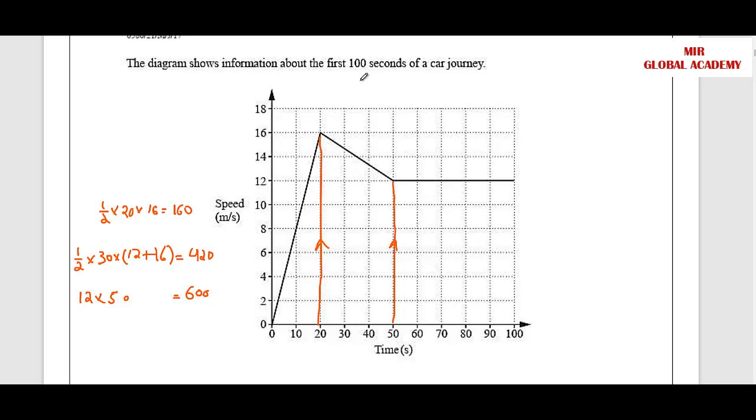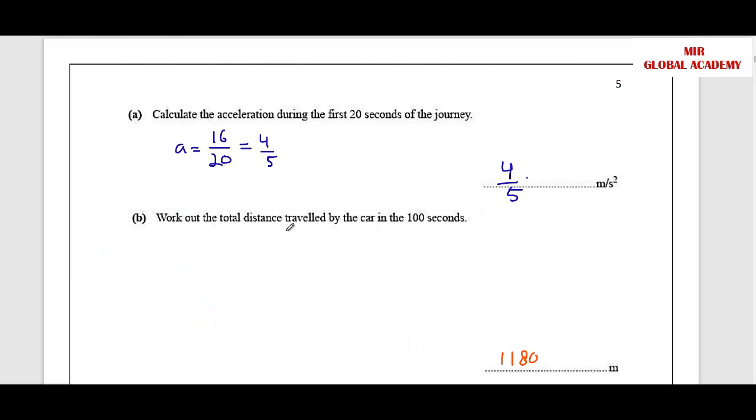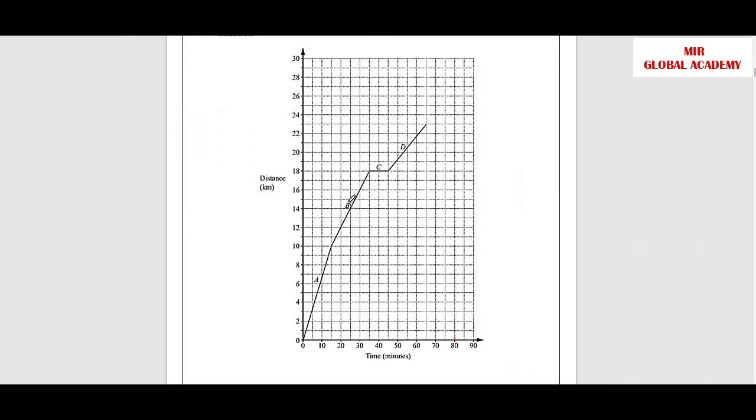Now just by adding all these three areas will give us the total distance covered in this journey, which is 1180. Therefore, the distance traveled by the car in 100 seconds is 1180 meters. This is the graph of distance time.